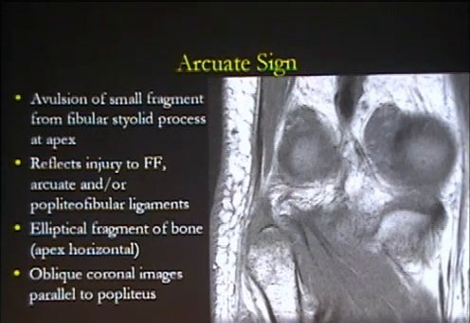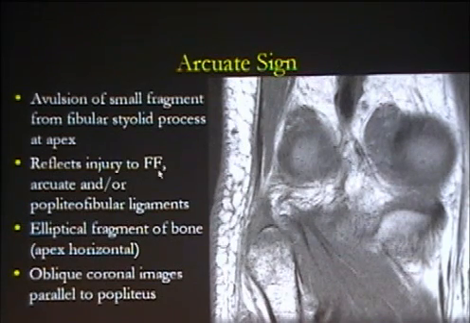The arcuate sign. Okay, there's a lot of confusion. There's confusion in the literature, I think, about this, about what really the arcuate sign is. Okay, the arcuate sign is an avulsion of a small fragment of bone from the fibular styloid process, not from the lateral margin of the fibula where I showed you the fibular collateral and biceps inserting. Okay, not what I showed you before. This is the arcuate sign at the apex of the styloid process.